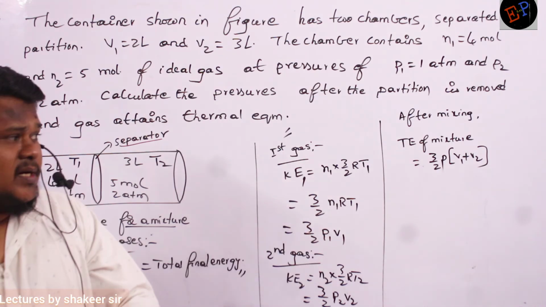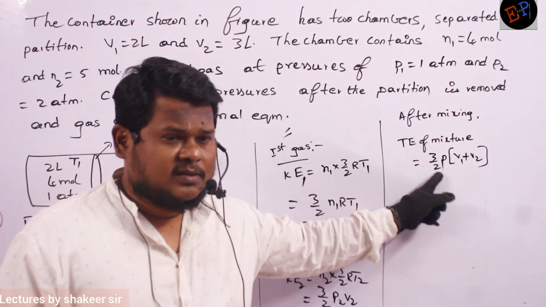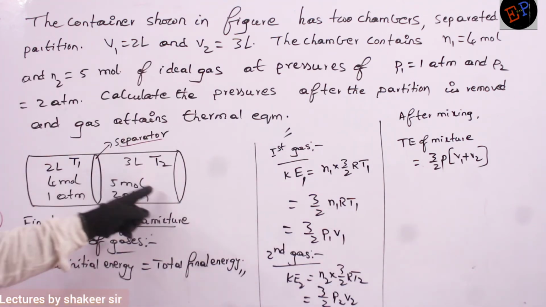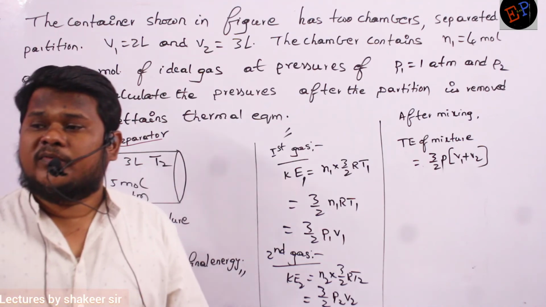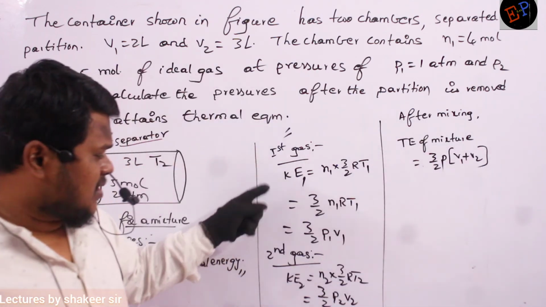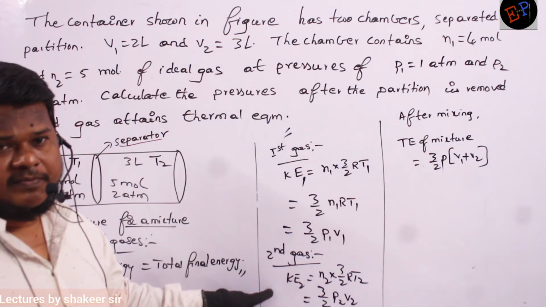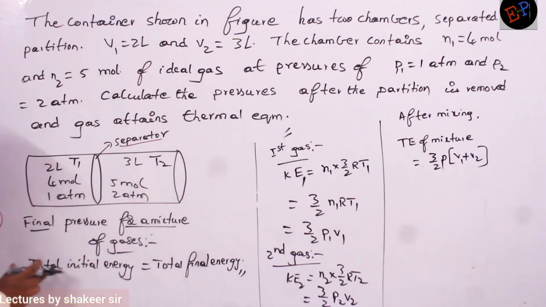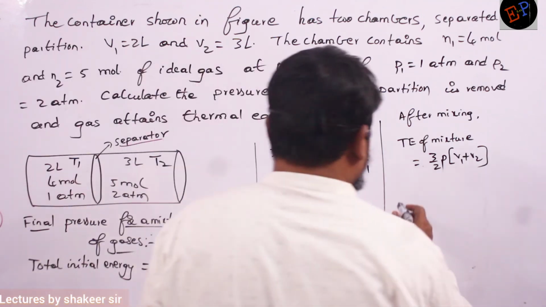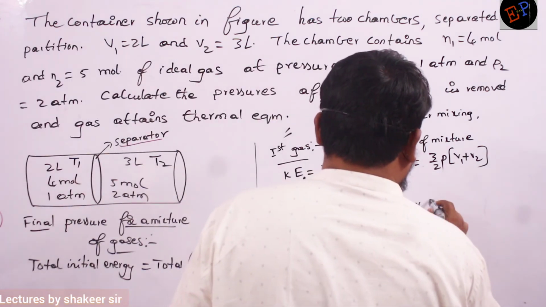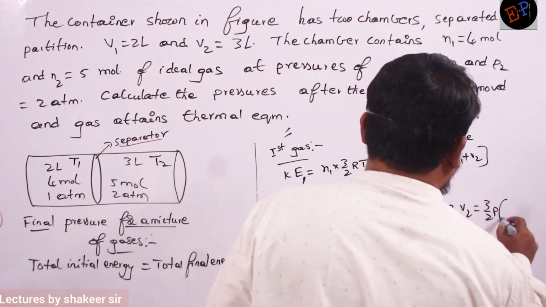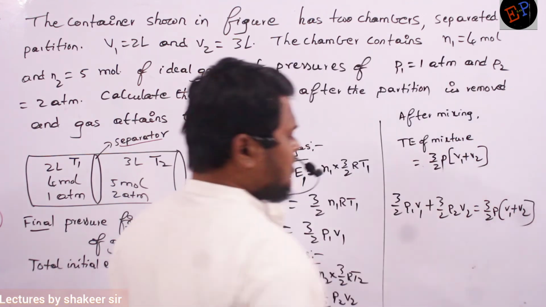So after mixing the gas, there will be one common pressure, no? That common pressure is P. And what is the total volume? Total volume remains the same, no? V1 plus V2, which is nothing but V. Understood? So this is the final energy, and if you add these two, that will be the initial energy. According to the law of conservation of energy, total initial energy must be equal to total final energy. So I will write 3 by 2 P1 V1 plus 3 by 2 P2 V2 is equal to 3 by 2 P into V1 plus V2. I can write like this, no?